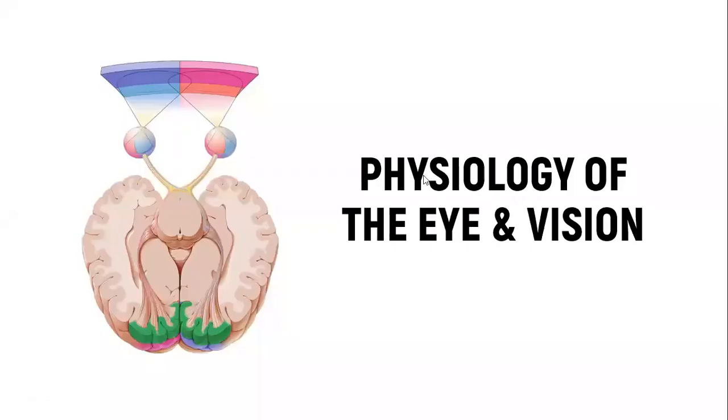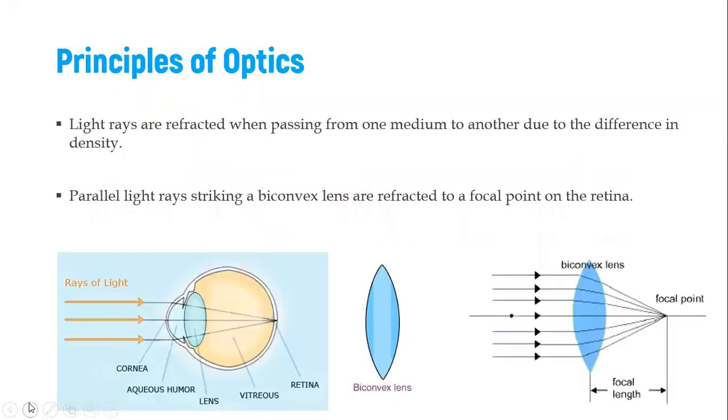So we look at the physiology of the eye and vision. Kindly take time to check out the anatomy video on the eye. It might be very helpful before you start looking at this. So first of all, the principle of optics.